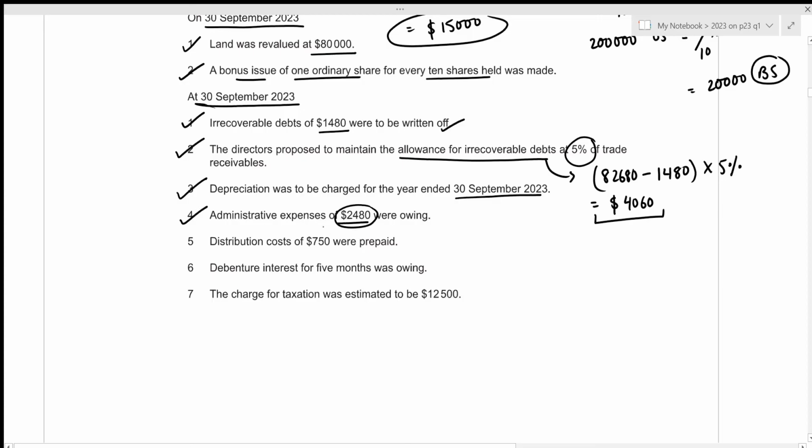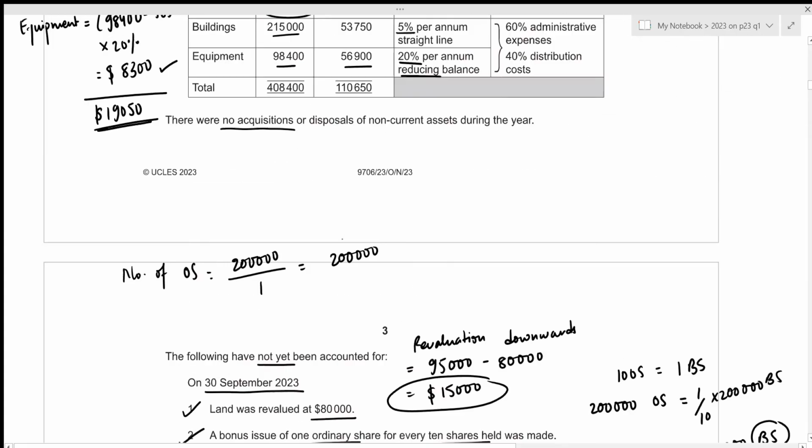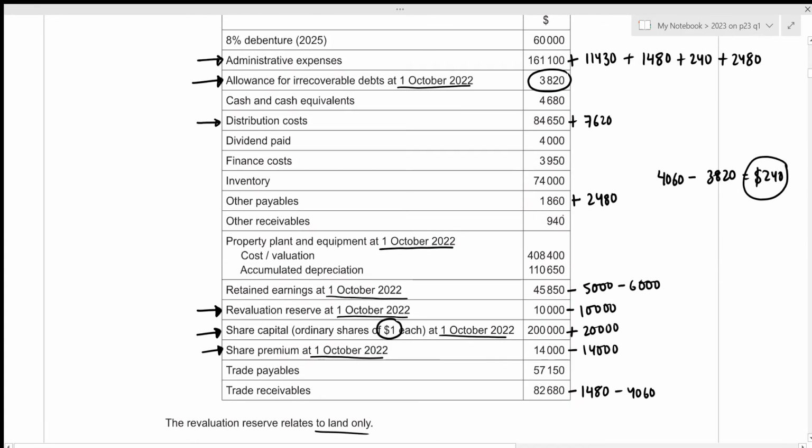Then distribution costs of 750 were prepaid. This just means that we have already paid the amount of 750, but this is not the expenses incurred in the current year. So we cannot show this as our distribution cost for the current year, which is why we need to subtract it. Then the 750 is prepaid, which means that we've already paid for it, but are yet to receive the services for it. So the 750 will also act as other receivables. So we need to add this amount to other receivables as well. So for other receivables, that will be plus 750. And within our distribution cost, that will be minus 750. Okay.